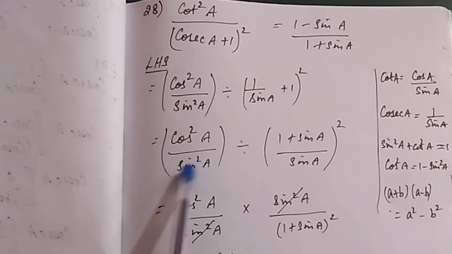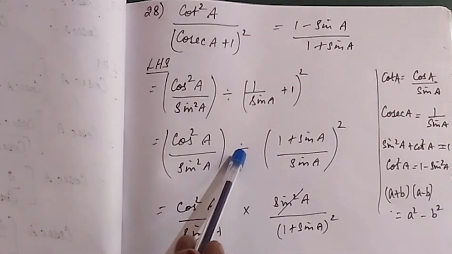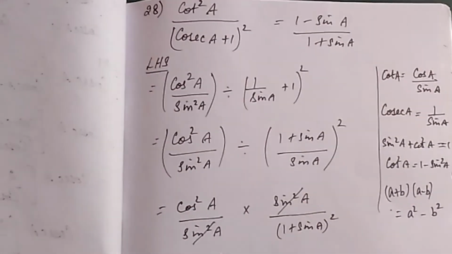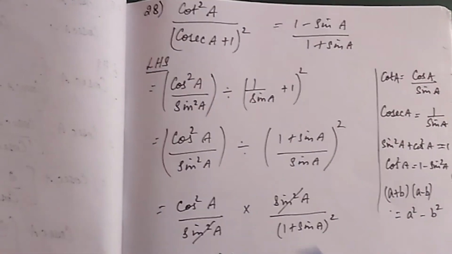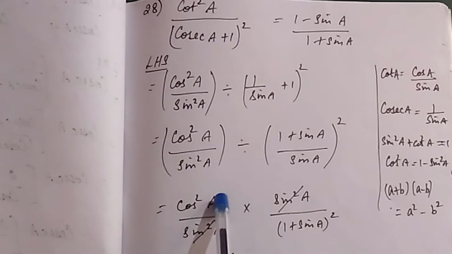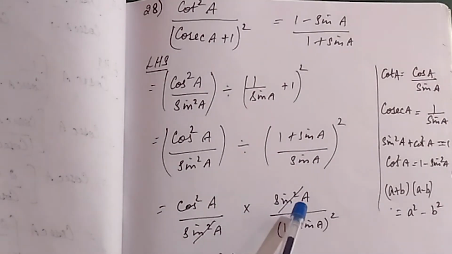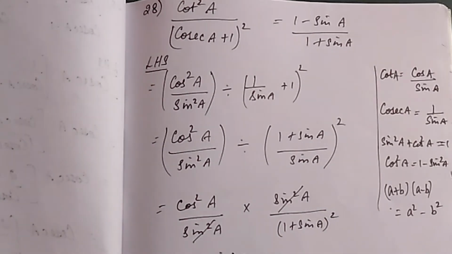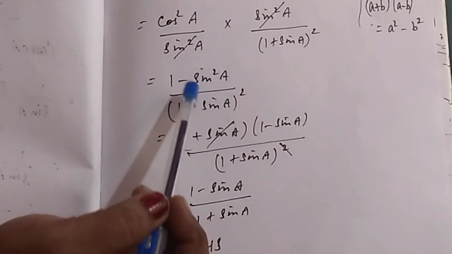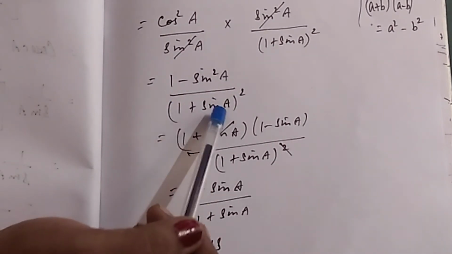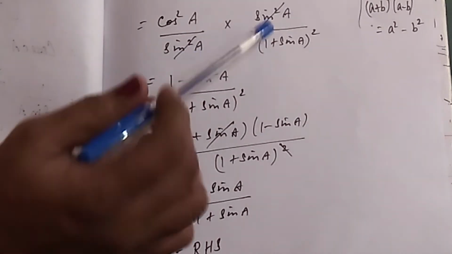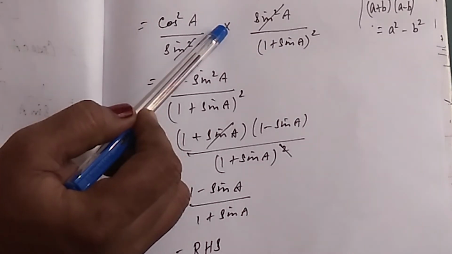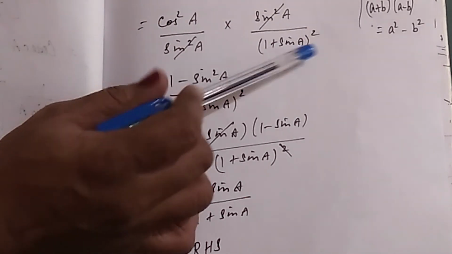Now, cos squared A upon sin squared A divided by, take LCM here, ((1 plus sin A) upon sin A) whole square. Now change this divide into multiply, write the reciprocal. So cos squared A upon sin squared A into sin squared A upon (1 plus sin A) whole square. Now these sin squared A and sin squared A get cancelled. So what is left? Cos squared A into 1 upon (1 plus sin A) whole square.